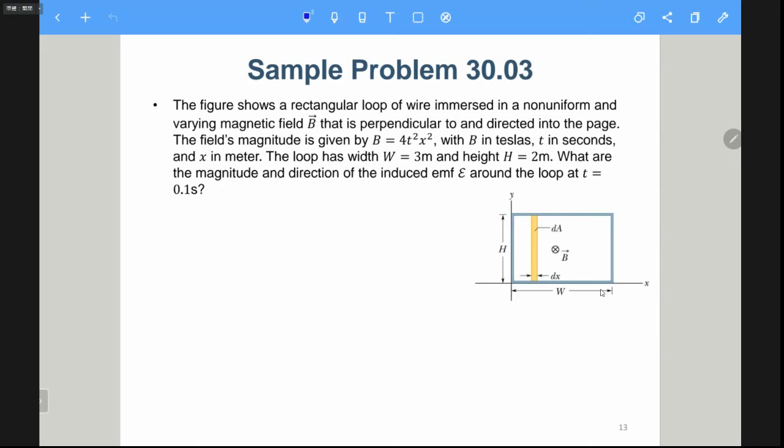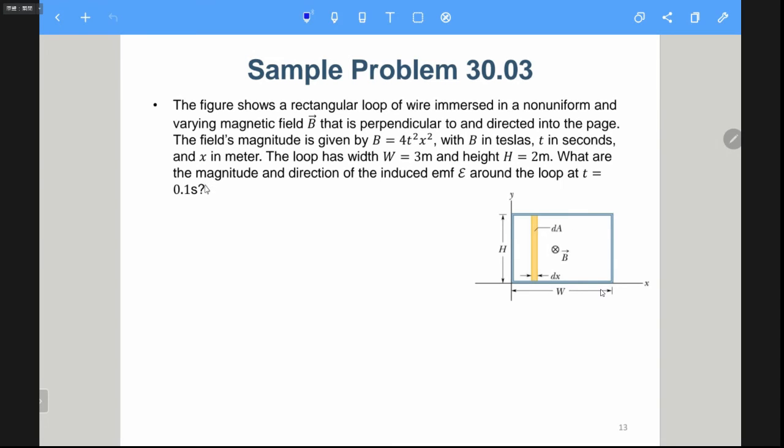Okay, so we have another sample problem here. The figure shows a rectangular loop of wire immersed in a uniform and varying magnetic field B, perpendicular and directly into the page. So B is pointing into the page. The field magnitude is given by this expression. The loop has width W and height H. What are the magnitude and direction of the induced EMF around the loop at t equals 0.1 second?